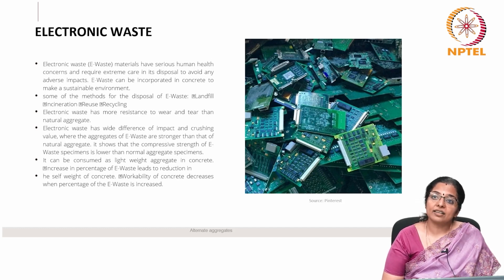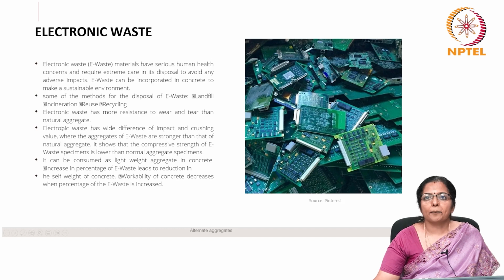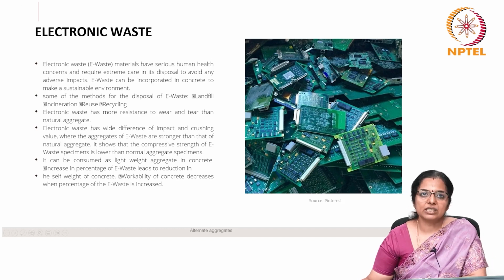Electronic waste has more resistance to wear and tear than natural aggregate. Electronic waste has a wide difference of impact and crushing value, while the aggregates of e-waste are stronger than that of natural aggregate. It shows that the compressive strength of e-waste specimens is lower than normal aggregate specimens. It can be consumed as lightweight aggregate in concrete. Increase in percentage of e-waste specimens leads to reduction in the self-weight of concrete. Workability of concrete decreases when percentage of e-waste is increased. So, it can be used only to a certain extent.